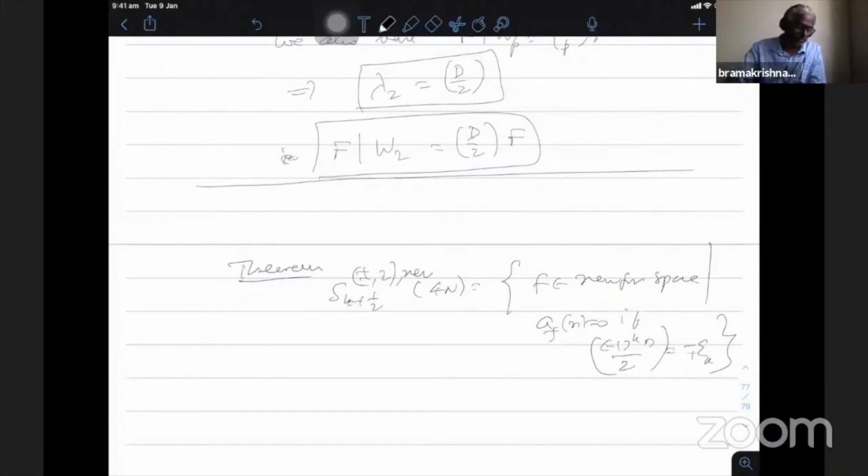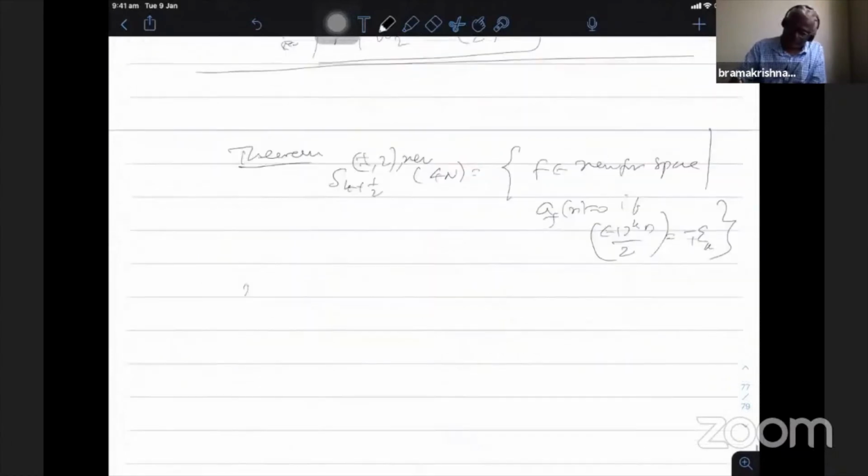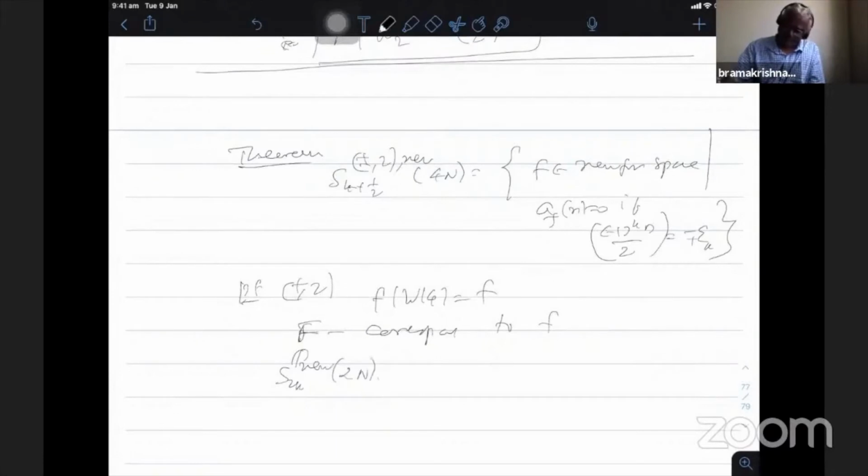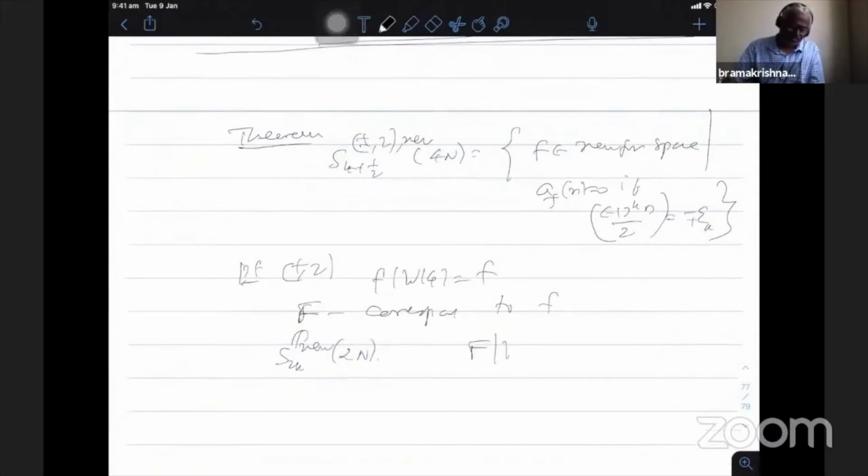That's the characterization. We'll quickly see the proof for the plus 2 case, the other one is obvious. So f is an eigenfunction of W4 because there is a plus eigenspace. Capital F is the corresponding function to small f. This belongs to S_{2k}(μ, 2n), and then F bar W2 is epsilon_k F. That's what we saw. Okay.